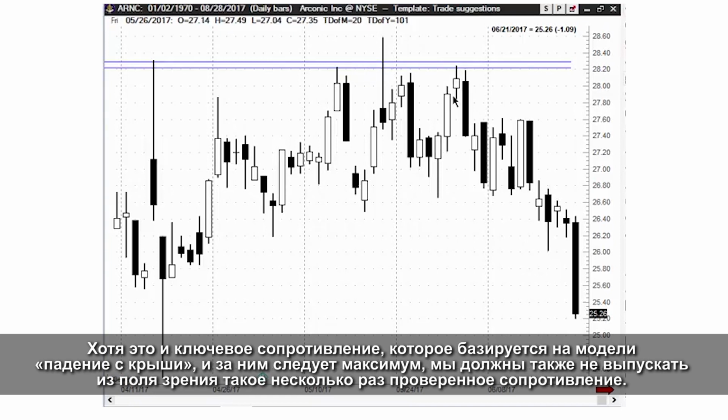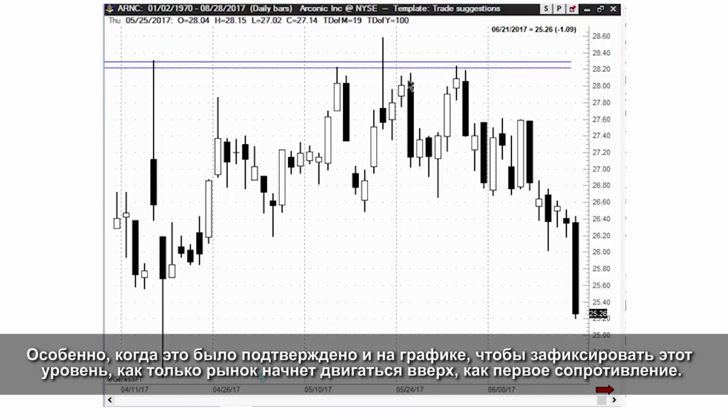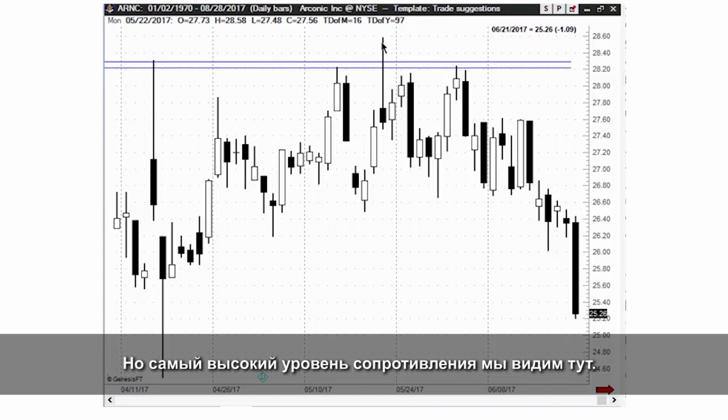When the market's rallying, although this is key resistance based on the falling off the roof and that it's a prior high, we should also keep an eye on this multi-tested resistance, especially when it was confirmed here, to define this once the market starts moving up as first resistance. But the more important resistance level is over here.